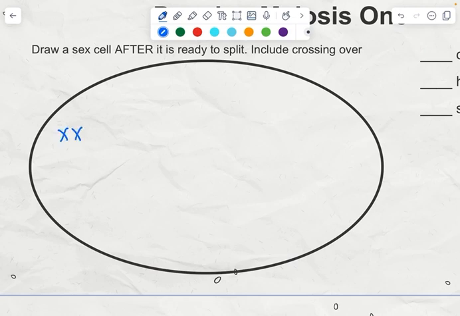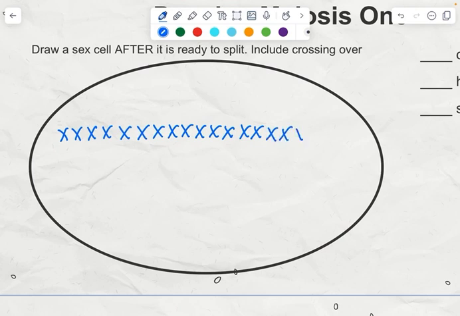1, 2, 3, 4, 5, 6, 7, up to 23. And I'm going to draw 23 of dad's duplicated chromosomes on bottom.